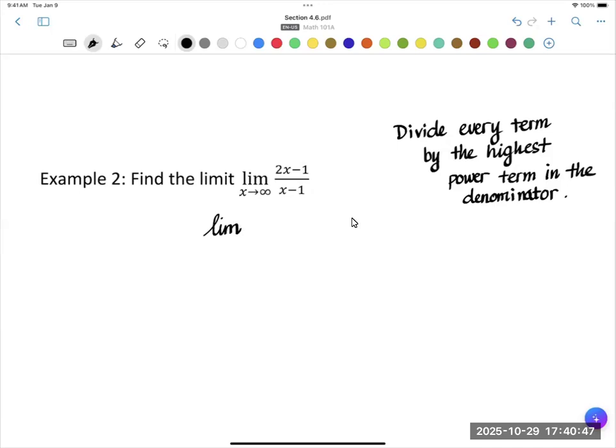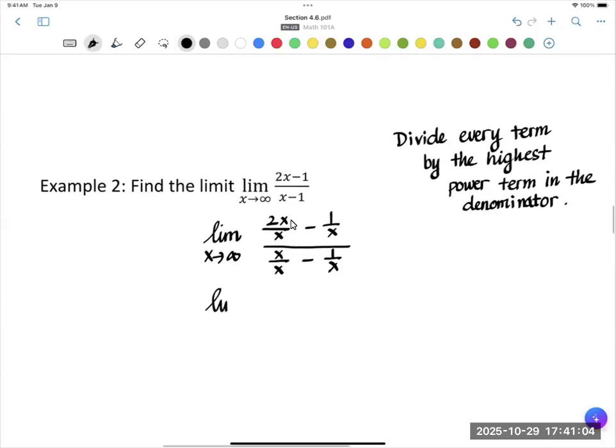So let's rewrite this. We're going to have the limit as x approaches infinity of (2x over x minus 1 over x) over (x over x minus 1 over x). So I divided every single term by x, and now I'm going to simplify it. The limit as x approaches infinity becomes (2 minus 1 over x) over (1 minus 1 over x).